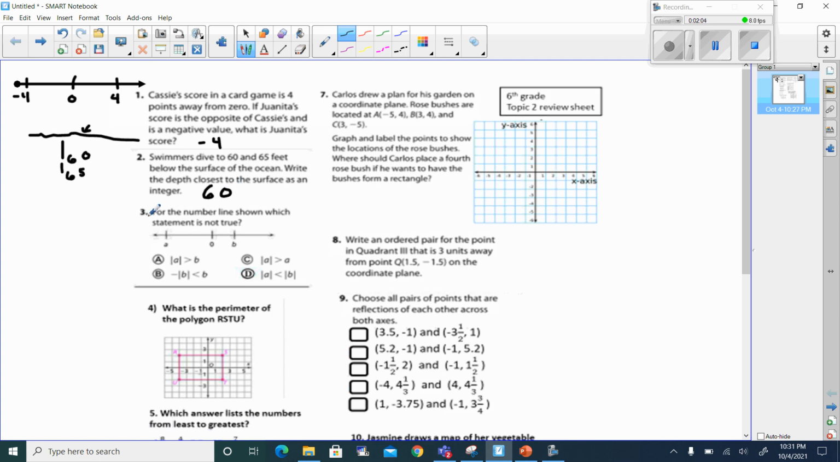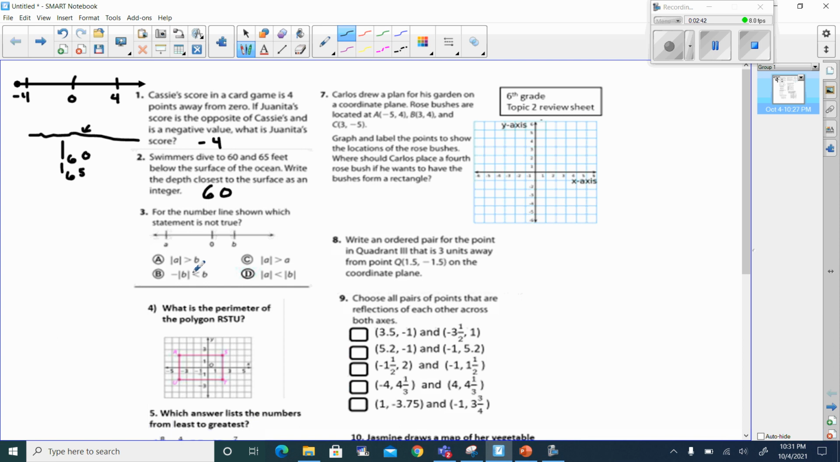Let's see. Number 3. For the number line shown, which statement is not true? We got a number line here. All I do know is this area here between 0 and A is a lot bigger than 0 and B. So let's start with A. A says the absolute value of A is greater than B. All right. So remember, we're looking for the one that's not true. We know the absolute value is how far a number is from 0. So this has to be bigger than B, right? Because even if this is a negative number, the absolute value is going to make it positive. So yes, A is going to be bigger than B.